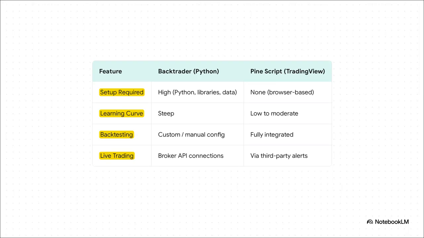This table really says it all, doesn't it? On one side, with Backtrader, you've got this massive setup requirement and a really steep learning curve. On the other side, with Pine Script on TradingView, it's a totally different world. Zero setup. It just works in your browser. The learning curve is way gentler, and the backtesting engine is completely built in. It's not about which one is smarter. It's about which tool gets you from an idea to real results the fastest.